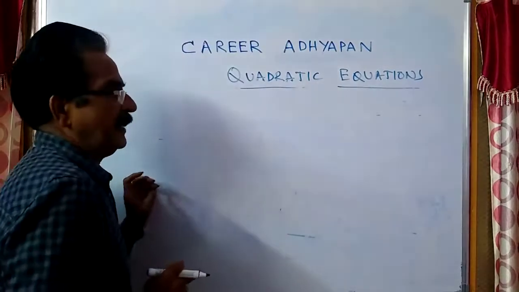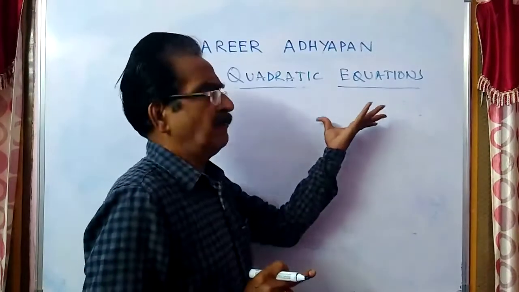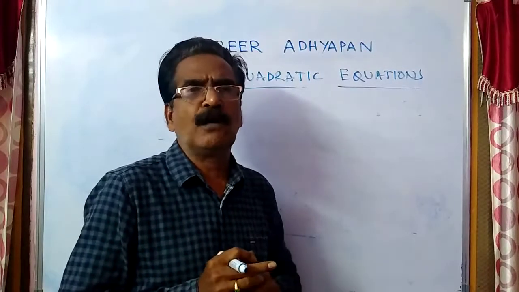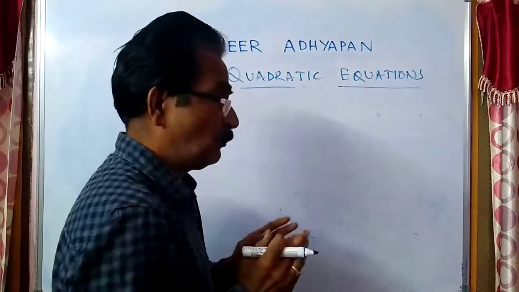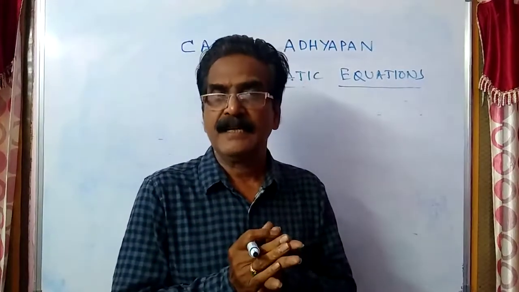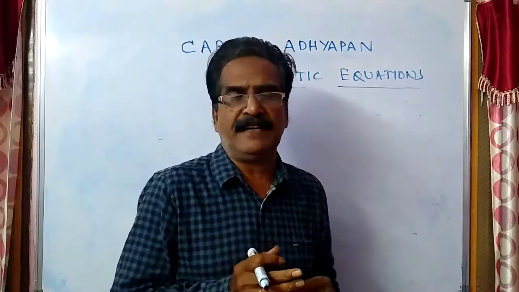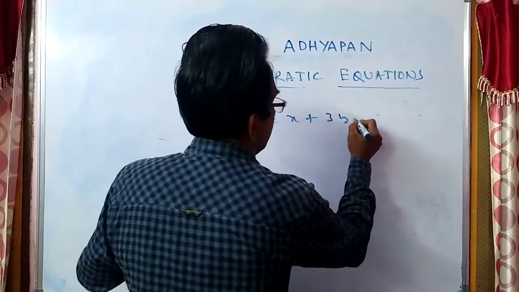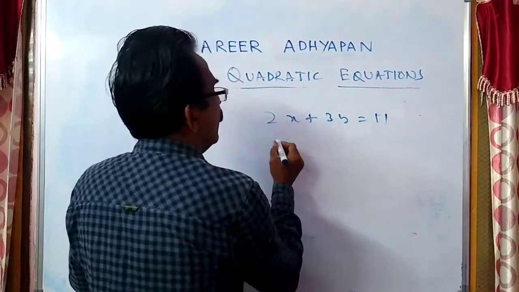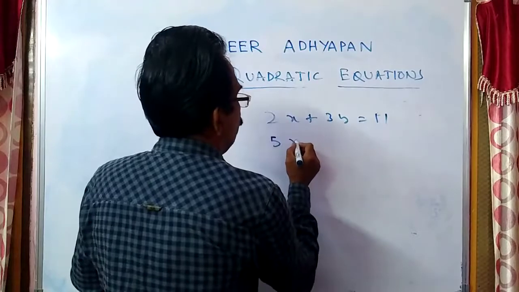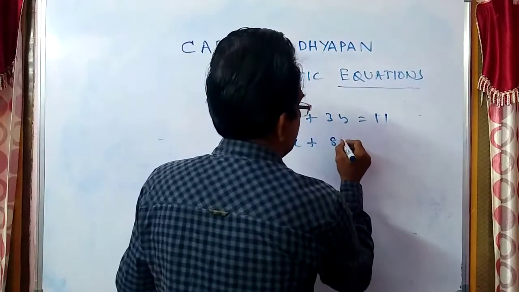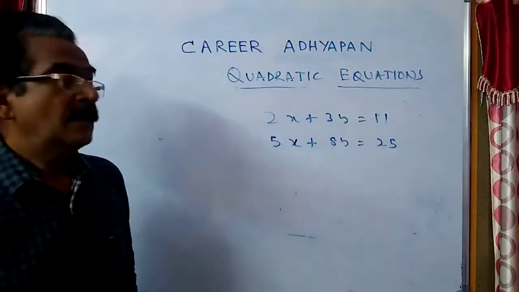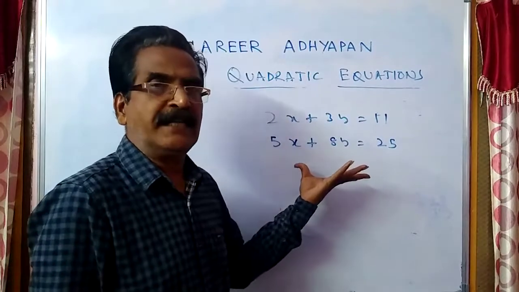Okay. After solving the quadratic equations, now let us see how to solve the linear equations, and how to establish the relation between x and y when two linear equations are given. 2x plus 3y is equal to 11 and 5x plus 8y is equal to 25. These are the given two linear equations.